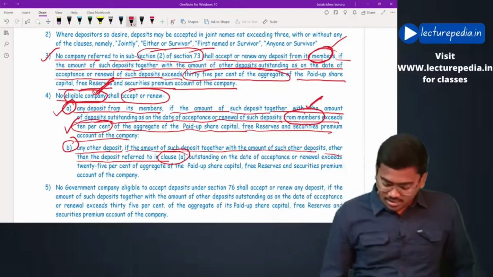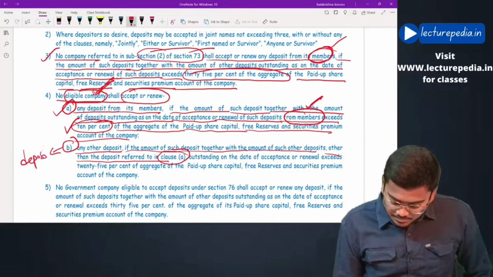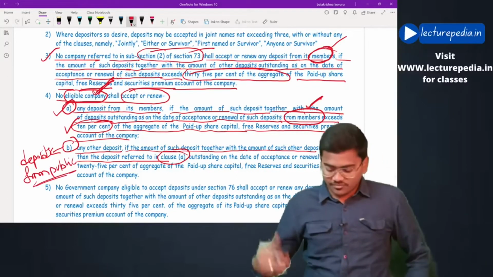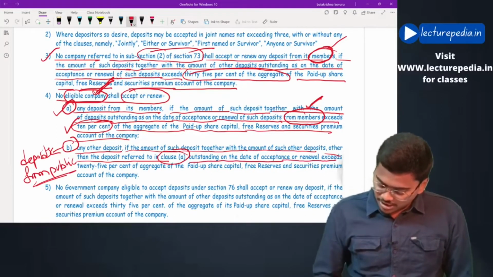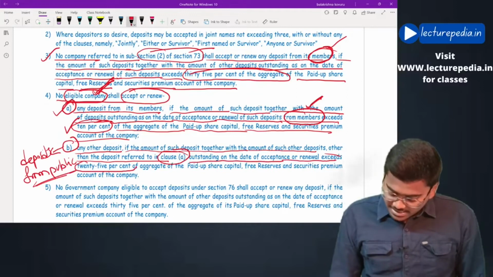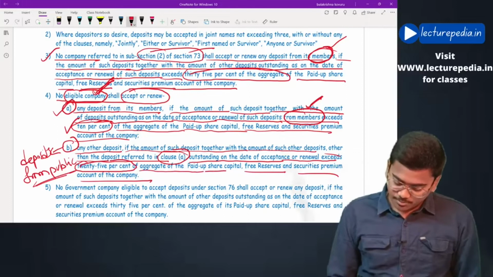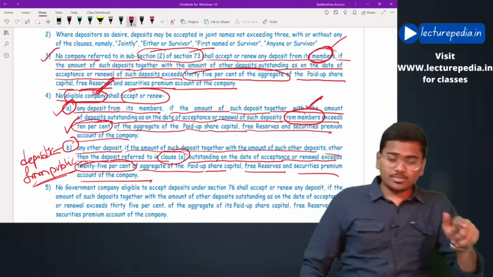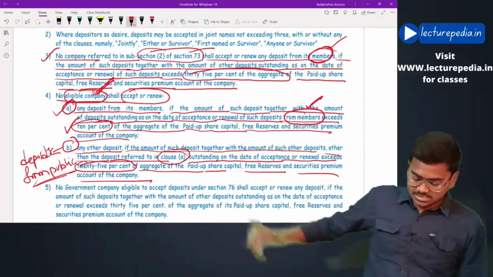Okay, indirectly clause B is speaking about deposits from public. Okay, what is the limit for deposits from public? Clause A, outstanding on the date of acceptance or renewal exceeds 25% of aggregate of paid up share capital, free reserves and securities premium account of the company. Hope this is clear. Eligible company members 10%, public 25%. Okay, the point that we have discussed.